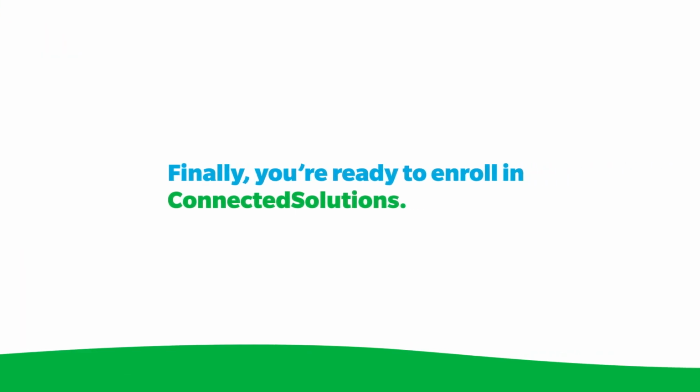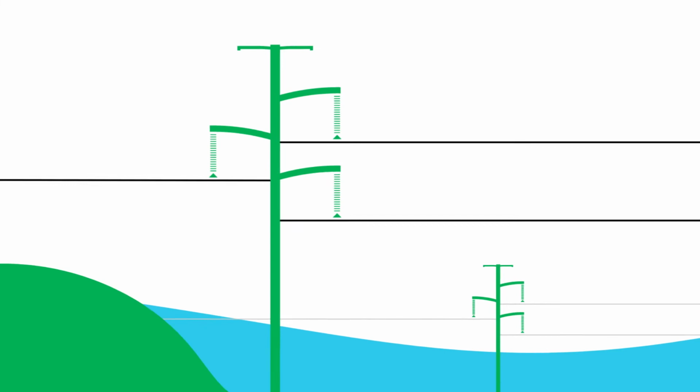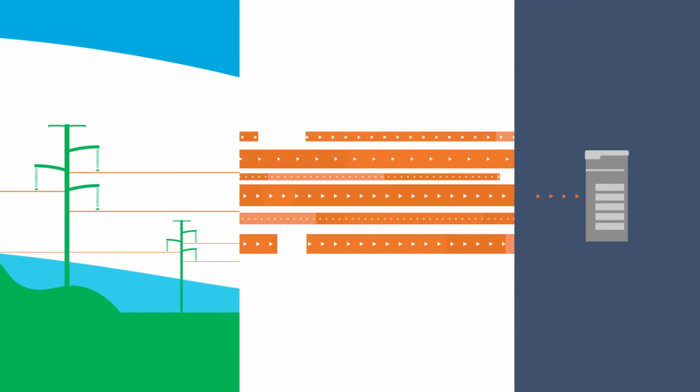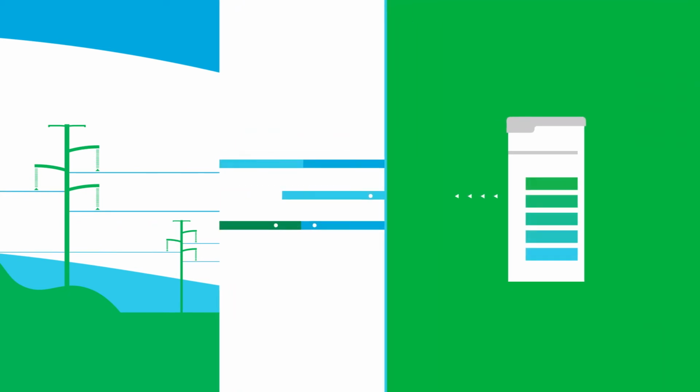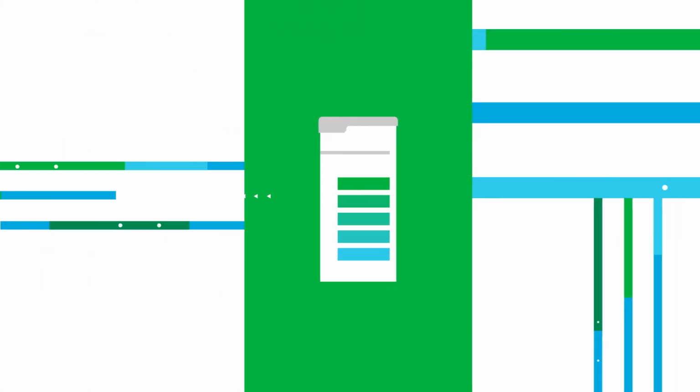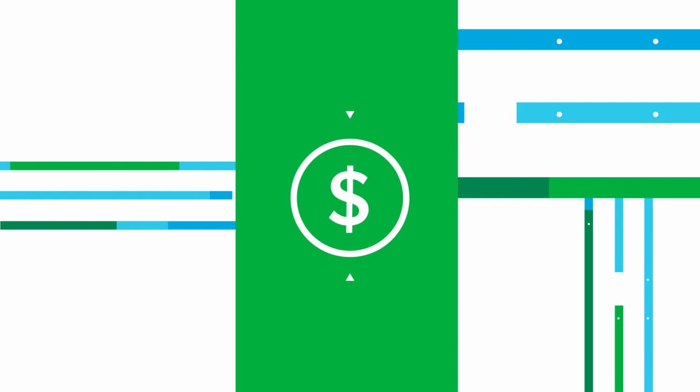Once the last nail is in place, you're ready to enroll in connected solutions to make your business even more sustainable. This demand reduction program reduces strain on the electrical grid we all share. By smoothing your peak energy load throughout the day, we can protect the grid and your wallet.